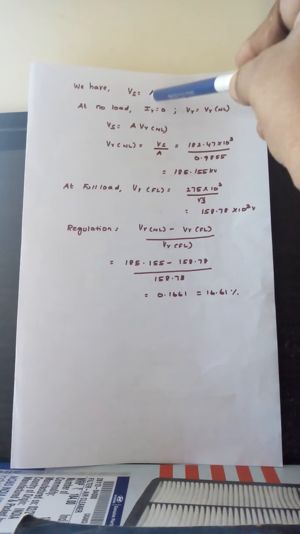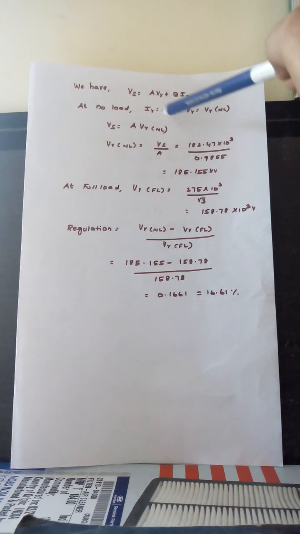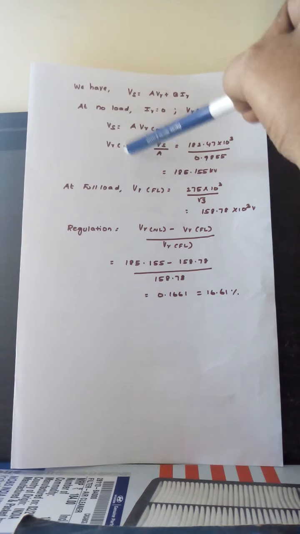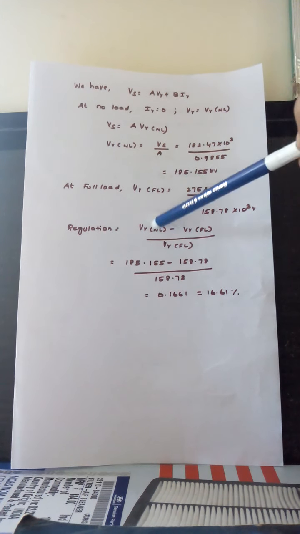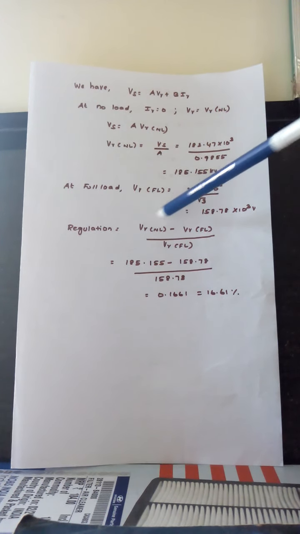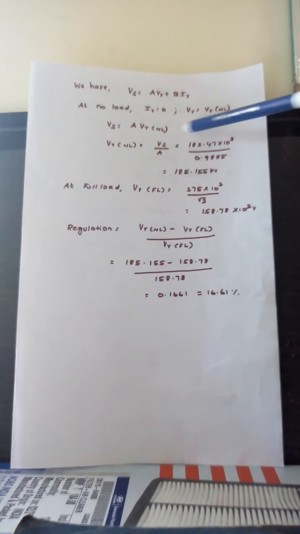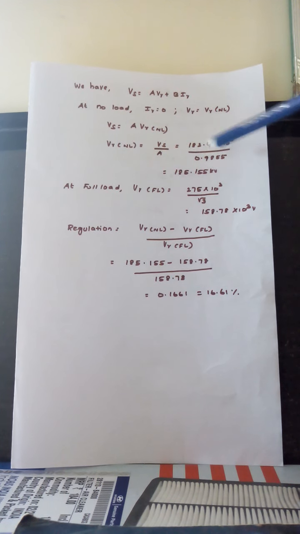So here VS equal to A into VR at no load. From this we can find VR at no load will be equal to VS divided by A. So we substitute here, VR at no load is VS by A. VS value we know, A value we know, so it is 185.155 kV.